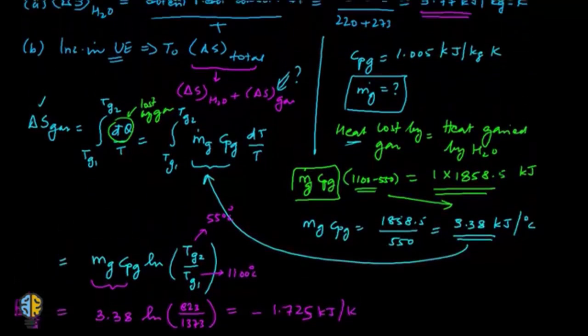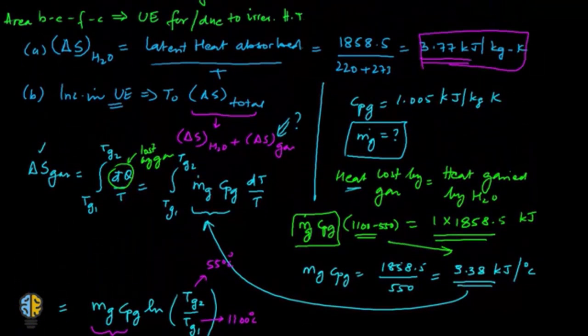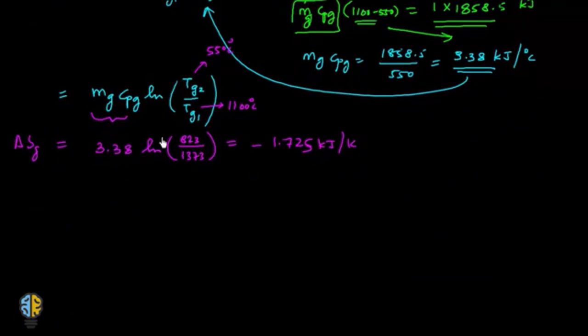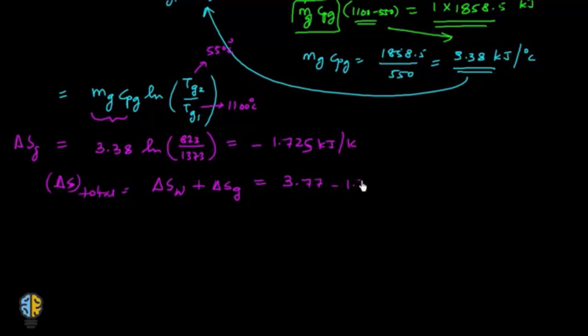So if you look at the delta S water, it was 3.77. So the total entropy change would be delta S water plus delta S gas. So this is 3.77 minus 1.725. So this gives you a value of 2.045 kilojoule per Kelvin. So this is basically the entropy change of the whole system or of the whole universe, that is a combination of water and gases.